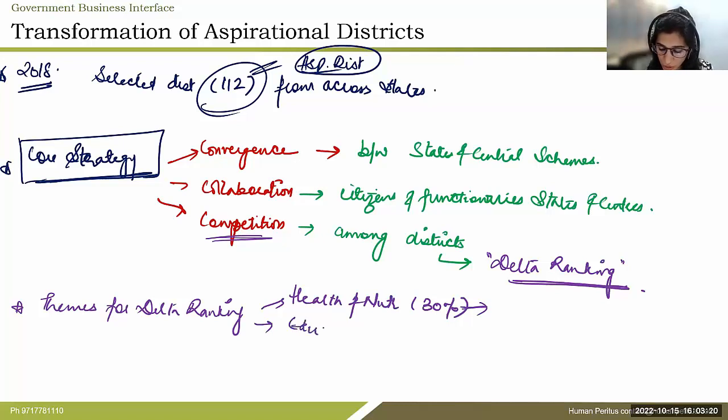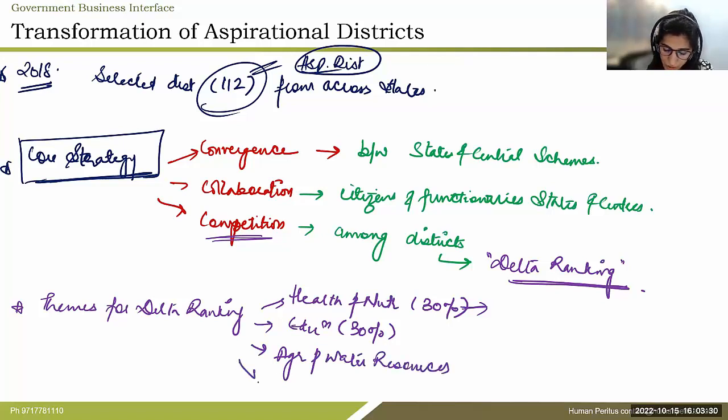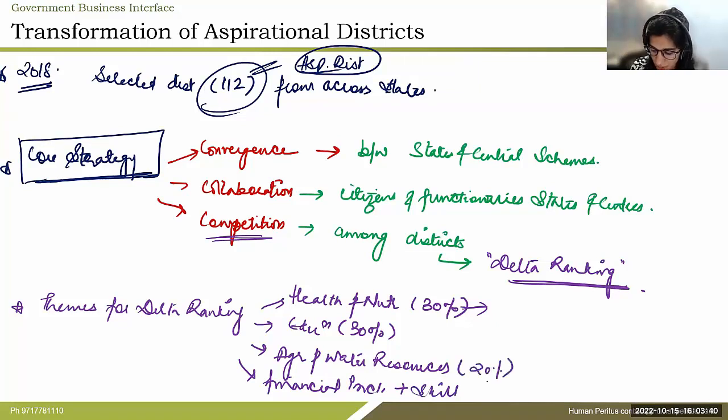Then there is education, which is again 30% weightage. Then there is agriculture and water resources, then financial inclusion plus skill development. This got 20%, skill development got 10%, and another 10% for infrastructure. This was for infrastructure, 10%.